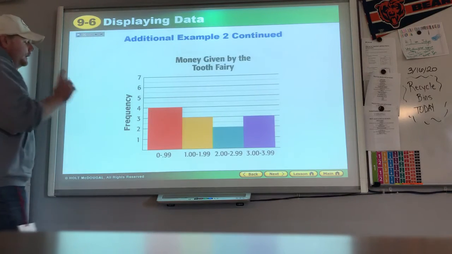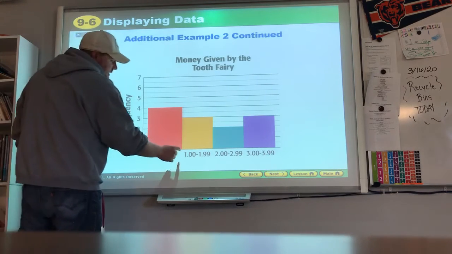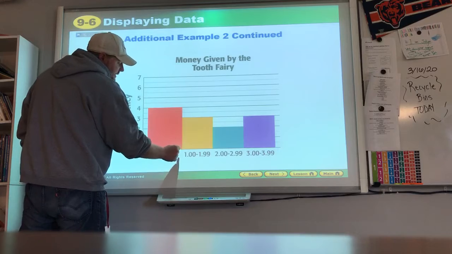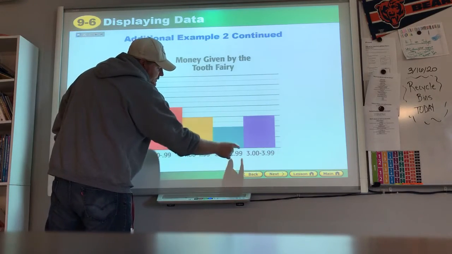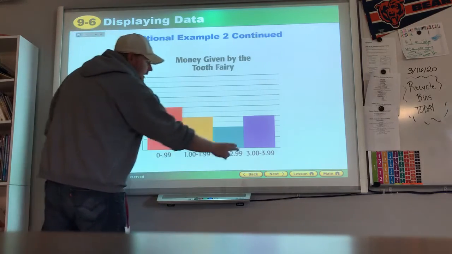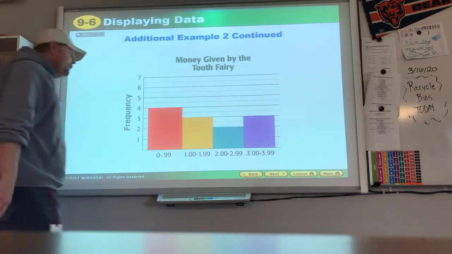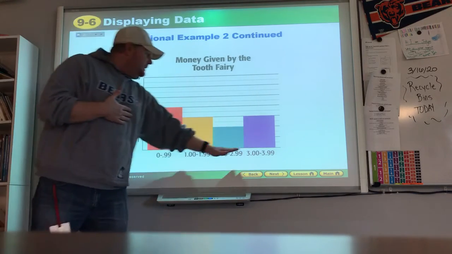So, children that made 0 to 99, there were 4 of them. Then, since 1 starts right after that, there's no space here, 1 to 99, there were 3 of them. Then, since 2 starts right after that, 2 to 299, there were 2 of them. And 3 to 399, there were 3 of them. No space between because there's no space between these amounts.